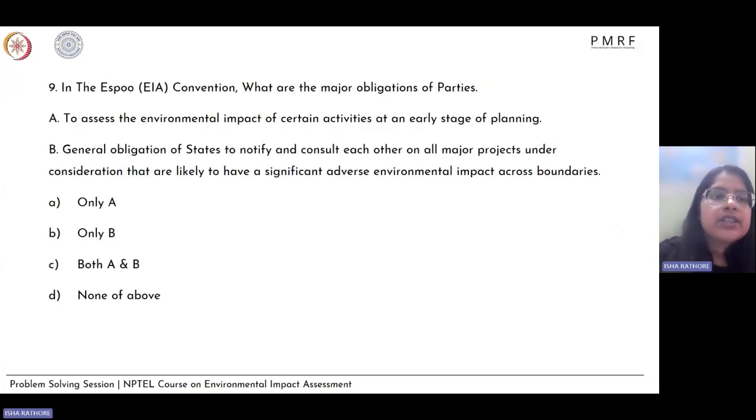Moving on. So in the ESPOO EIA convention, what are the major obligations of parties? A, to assess the environmental impact of certain activities at an early stage of planning, or B, general obligation of states to notify and consult each other on all major projects under consideration that are likely to have a significant adverse environmental impact across boundaries. So which of these two statements are the major obligations of parties in the ESPOO convention? So the correct answer is C. That is, both of these statements are the major obligations that the parties have to meet under the ESPOO convention. Okay, so C, both A and B, is the correct answer.